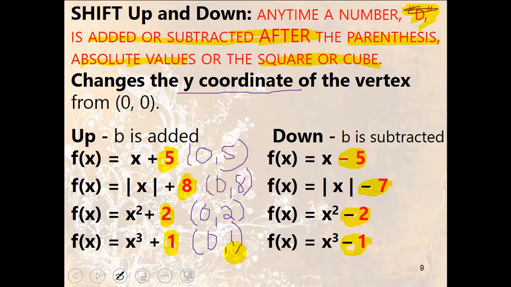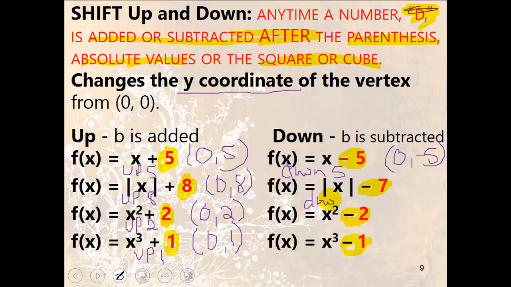This is down 5. This is up 5, up 8, up 2, up 1. This is down 5. So that means it's 0, and down 5 means my y changes, -5. Ordered pairs.